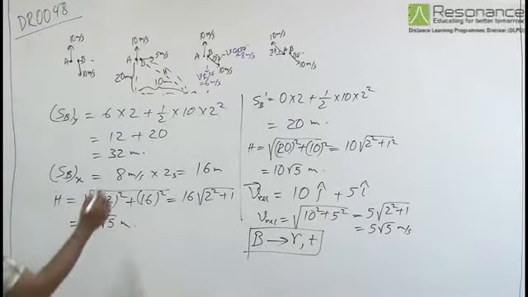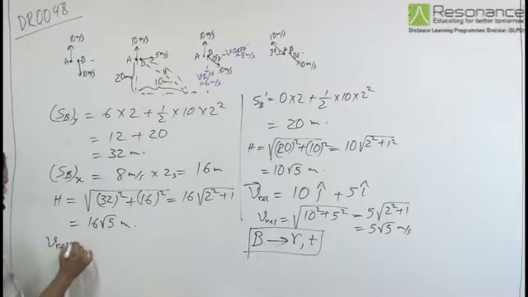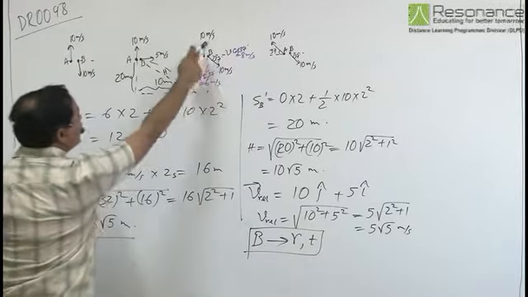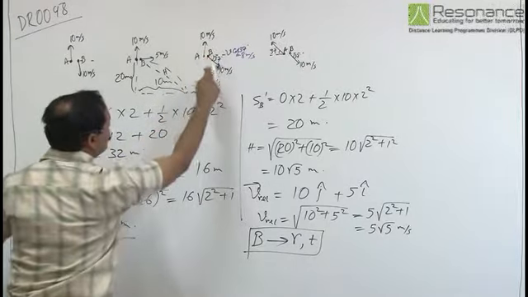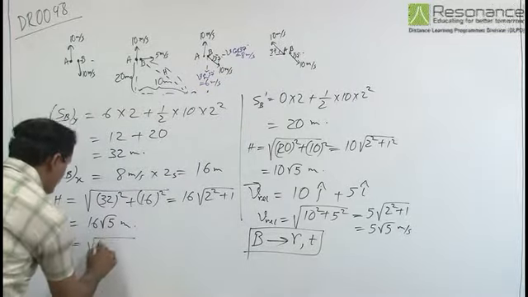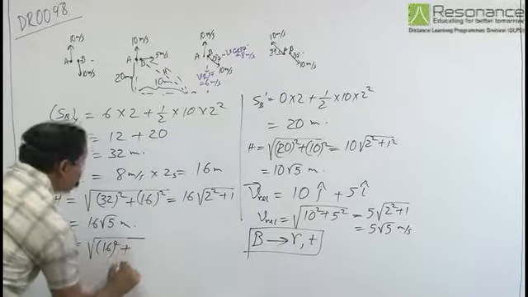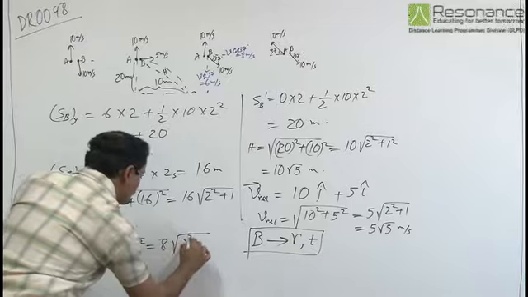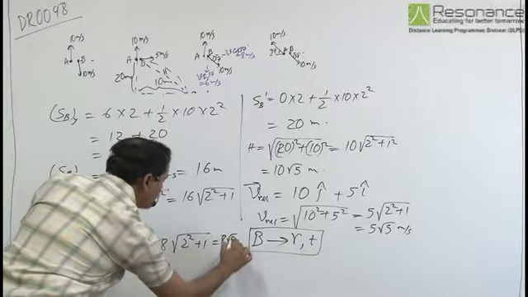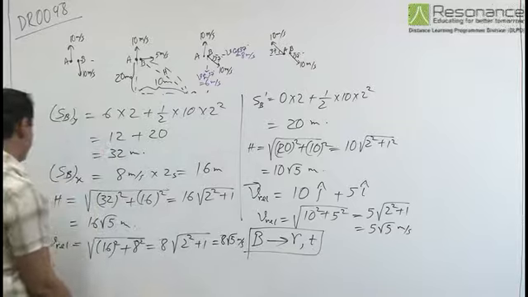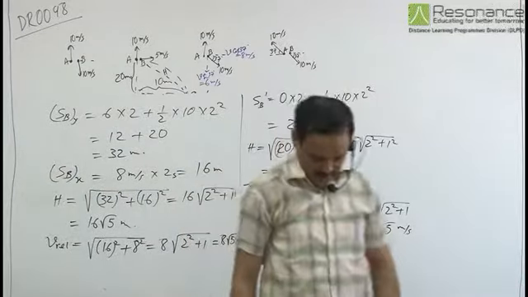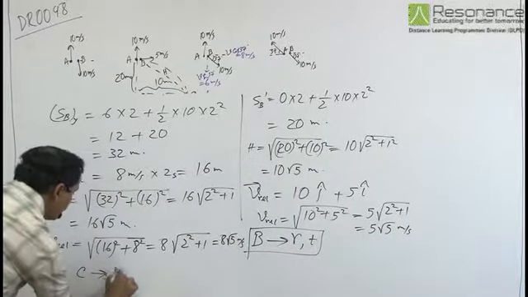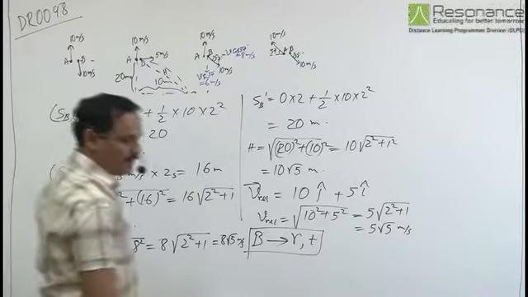So here we have V relative is equal to under root, its vertical component is vertically 10 meter per second upward, it is 6 meter per second downward. So 16 square plus 8 square, that is 8 root 2 square plus 1, that is 8 root 5 meter per second is the relative velocity. So in third situation, the correct option is only P. So for C, the answer is option P.